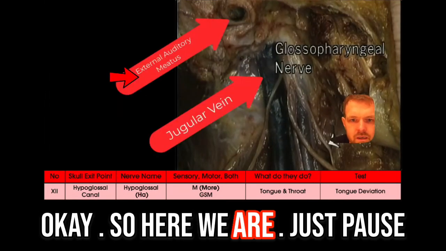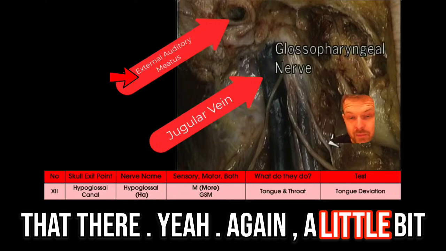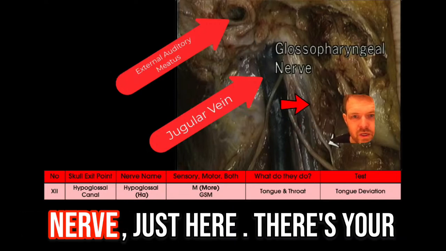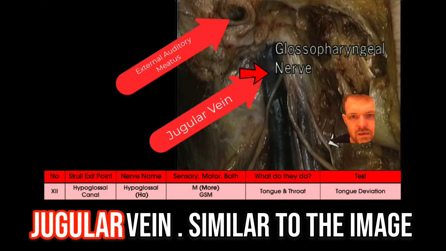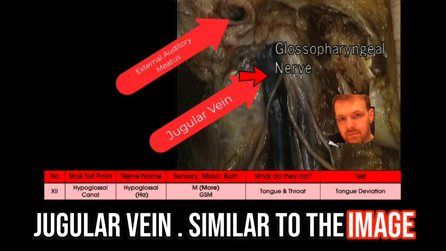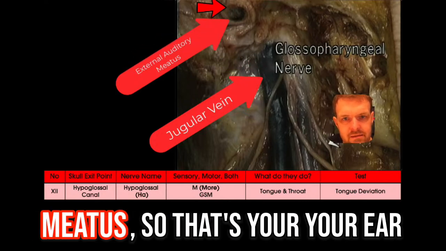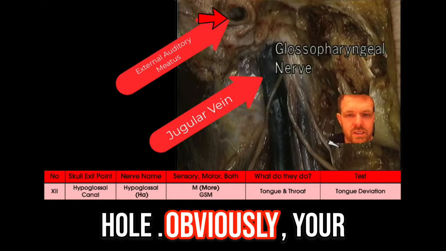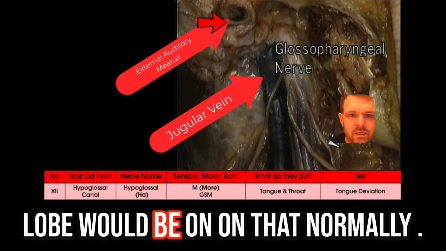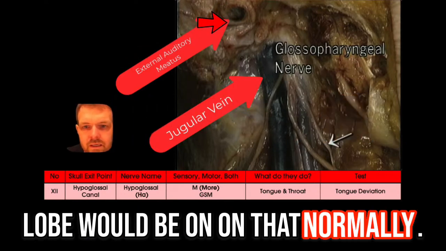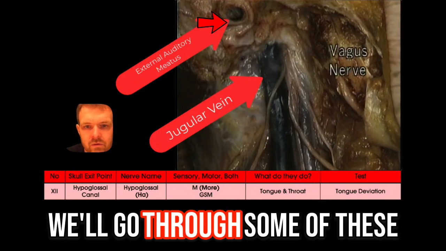Okay, so here we are, just pause that there. Yeah, again, a little bit of a recap. The glossopharyngeal nerve just here. There's your jugular vein, similar to the image that we were just looking at. There's your external auditory meatus, so that's your ear hole. Obviously your lobe would be on that normally, and then we'll go through some of these nerves.